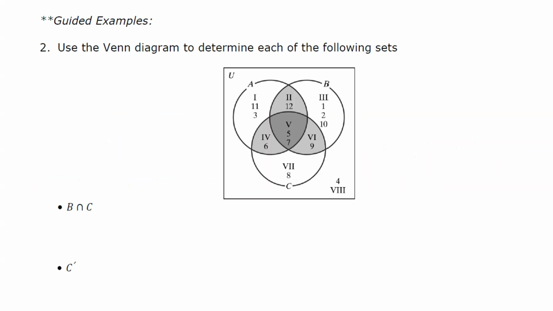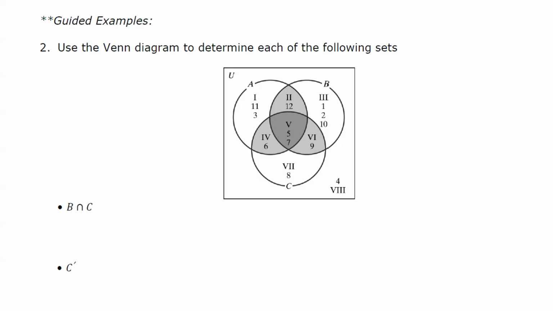So we need to use this Venn diagram to determine the following sets. Now, in previous sections, we've looked at Venn diagrams with just 2 sets. But in a 3-set Venn diagram, we have a lot more regions. Okay? So we have 2 questions here we need to answer.